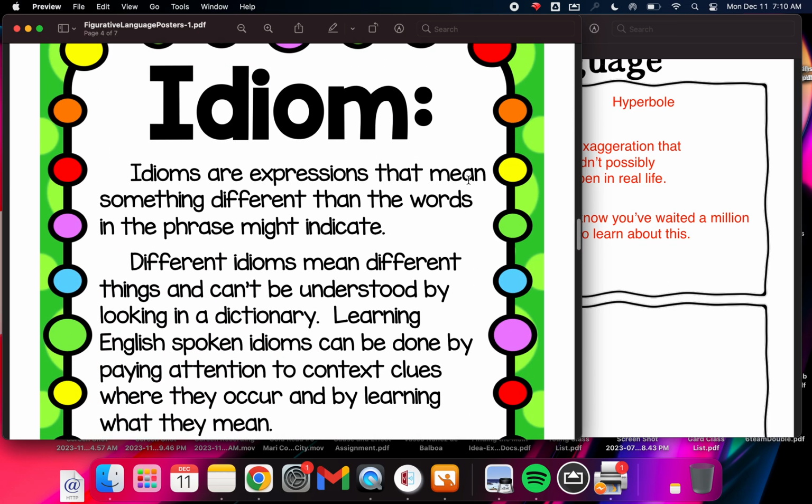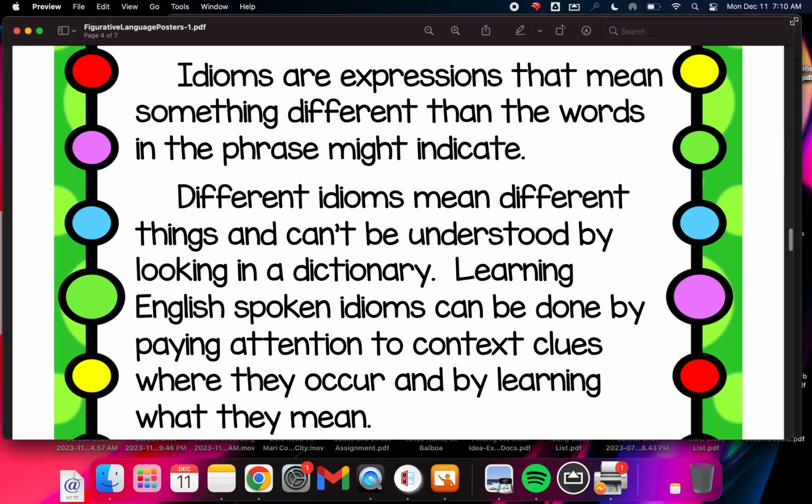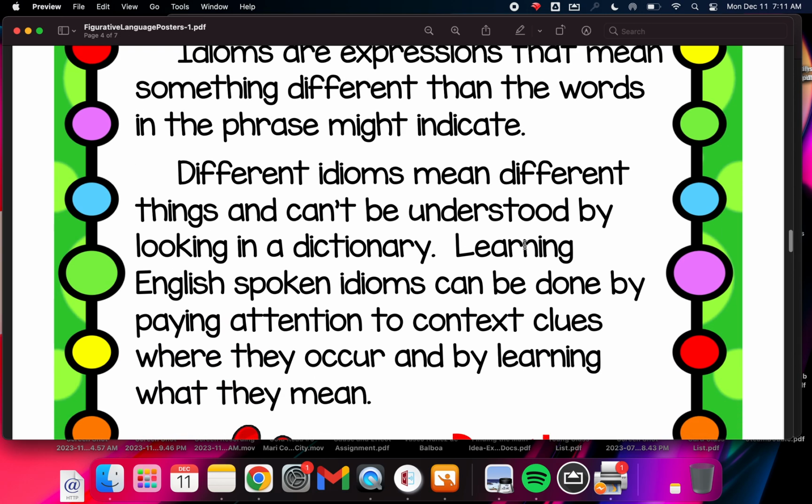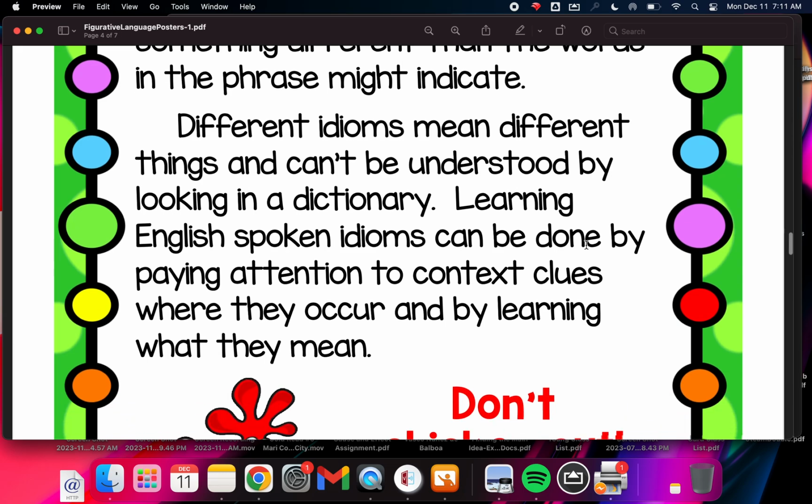So the next one is an idiom. We hear idioms all the time and you just don't realize that that's what they are. So idioms are expressions that mean something completely different than the words might indicate. Different idioms mean different things and can't be understood by looking them up in a dictionary. So learning English spoken idioms can be done by paying attention to context clues where they occur and by learning what they mean.